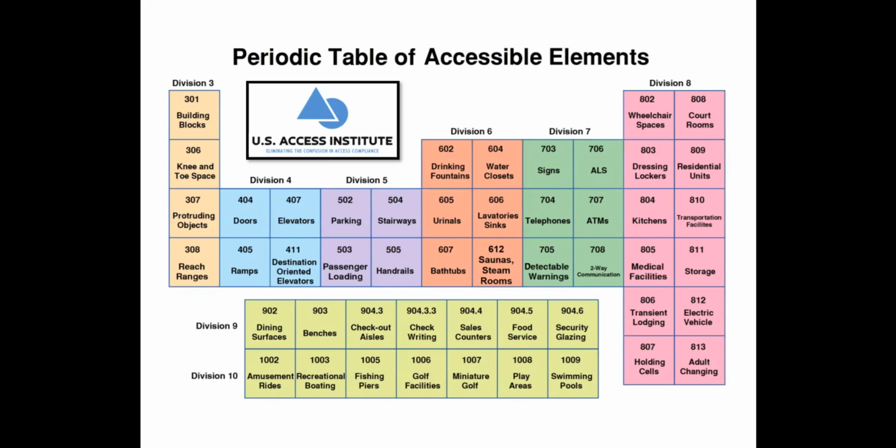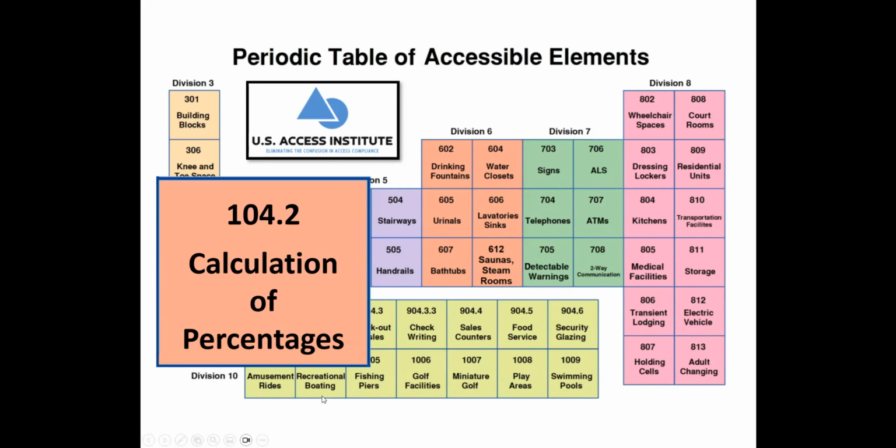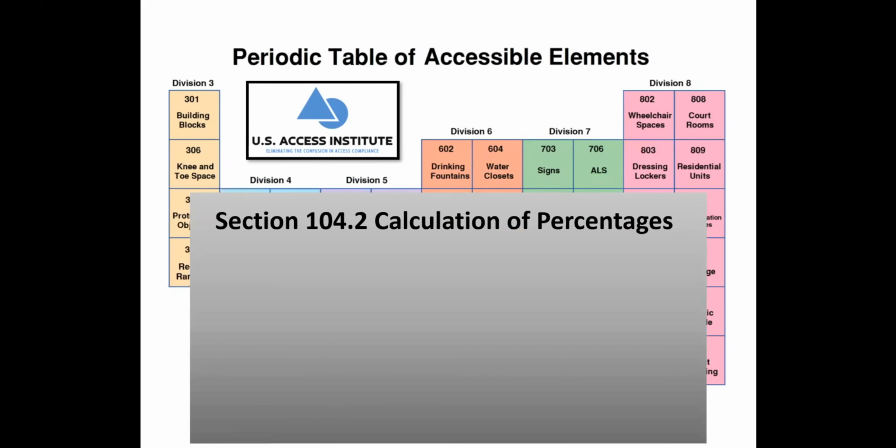First, we start with the periodic table of accessible elements. It's not a real table in the Access standard sense of things, but hey, we want to make access fun. We start as we always do in the 2010 ADA standards for accessible design. Next, we drill down to section 104.2, and that covers calculation of percentages, the topic of today's video.